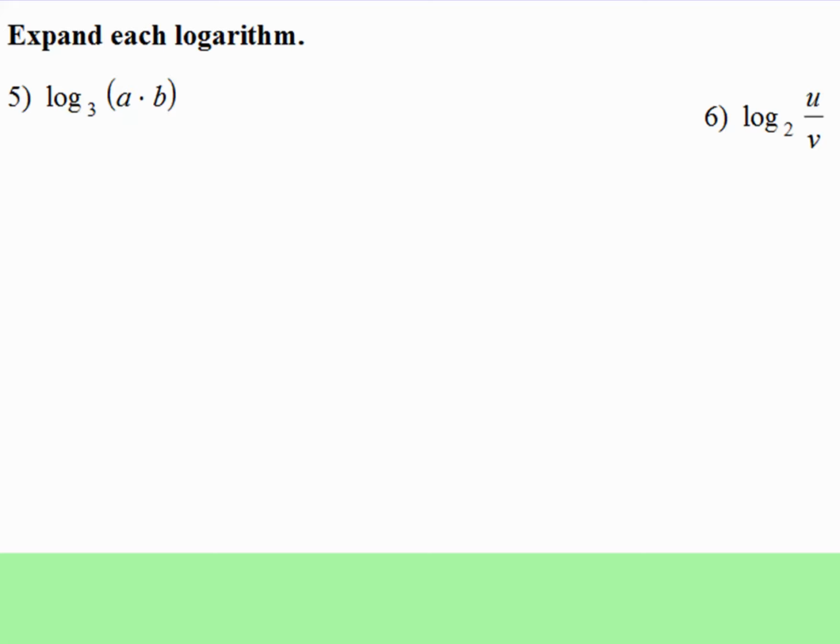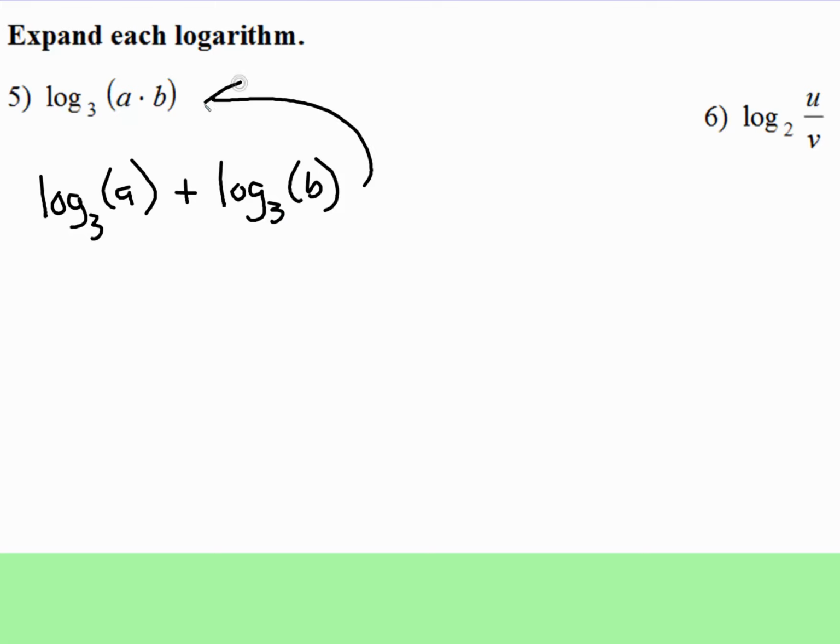So let's go ahead and do the expansion. So now these two things are multiplied. What did they start off being? Well, remember that when we added logs of the same base, the values got multiplied. So we're going to do the reverse. So that becomes log base 3 of a plus log base 3 of b. And then if we evaluated that, it would be this.